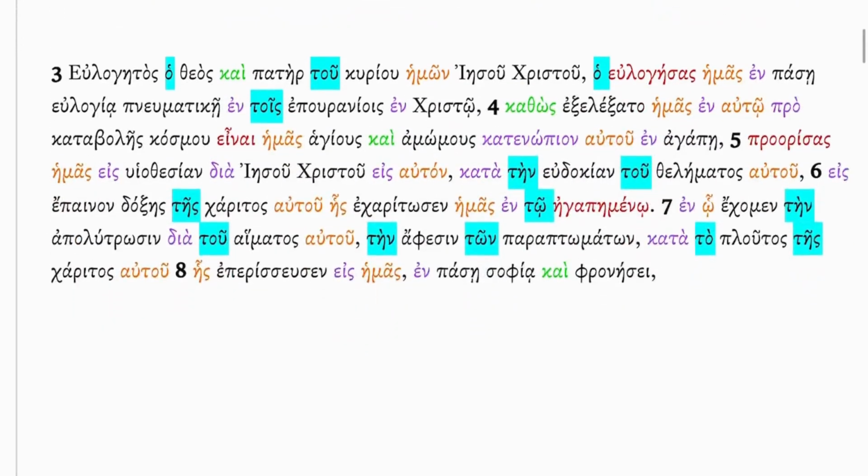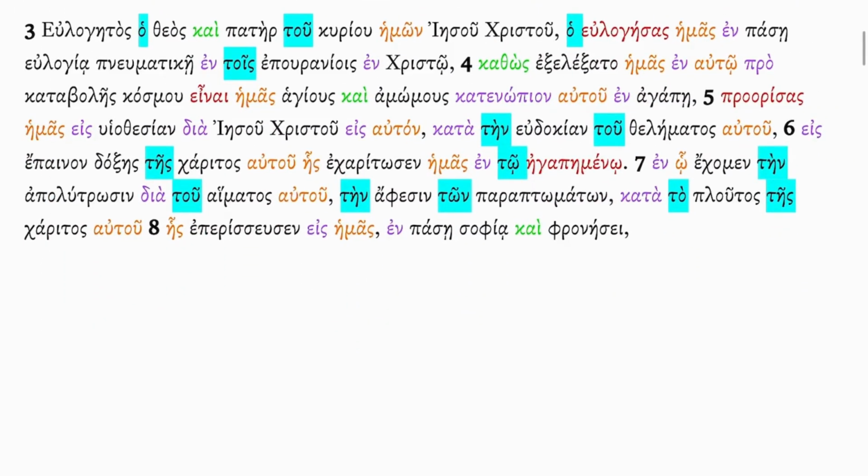Once we then get into verse 3, we see that God has the article. God is known. And then the Lord Jesus has an article, although the appositional statement doesn't have the article.